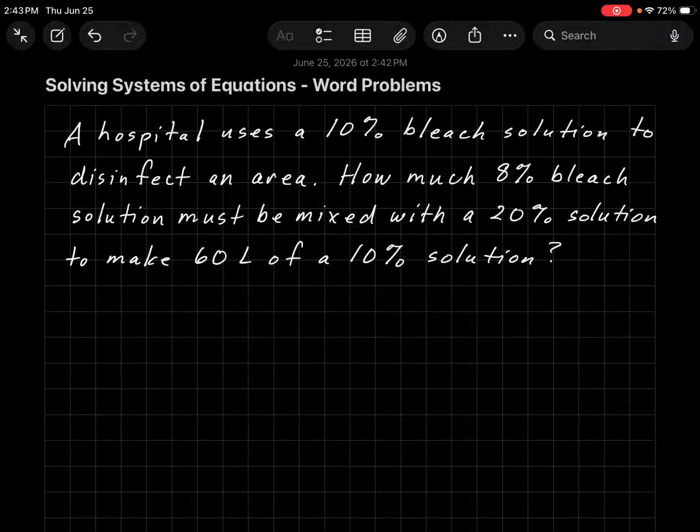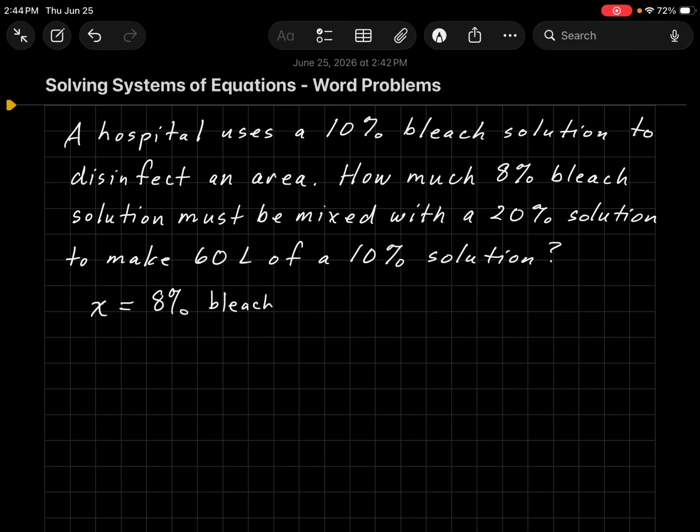So I have 2 solutions. I have an 8% bleach solution and a 20% bleach solution. So I'm going to call X the 8% bleach solution. And then I will call Y the 20% solution. Now, bleach solution, I just left off the word there. So I like to label things very explicitly to help me set problems up. Since I have 2 unknowns here, I need 2 equations. So what 2 equations could I make?